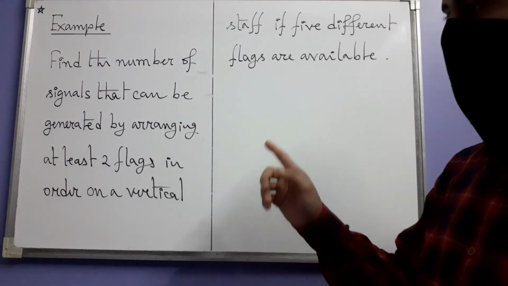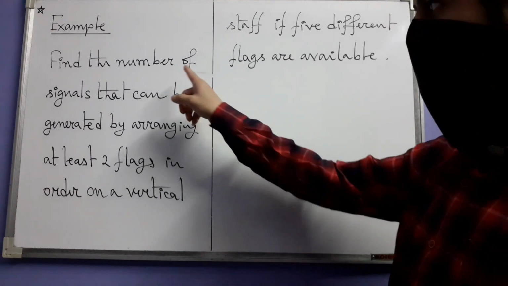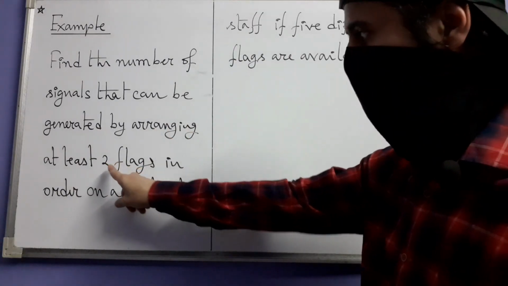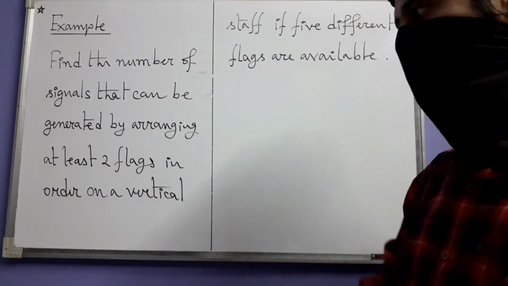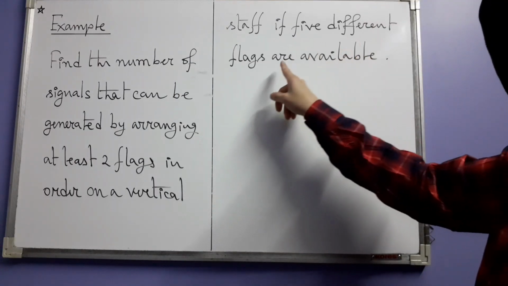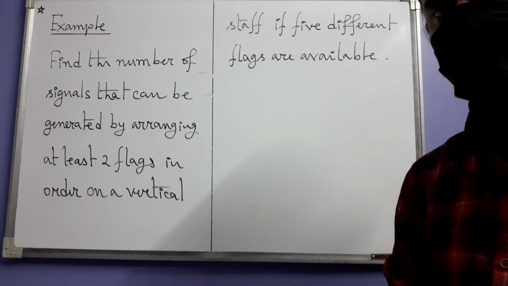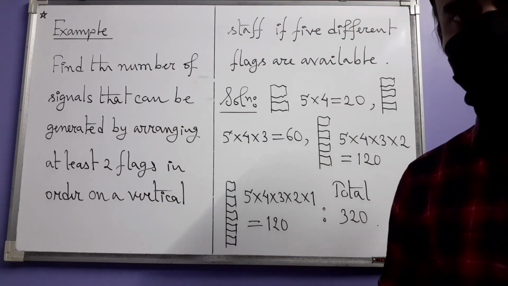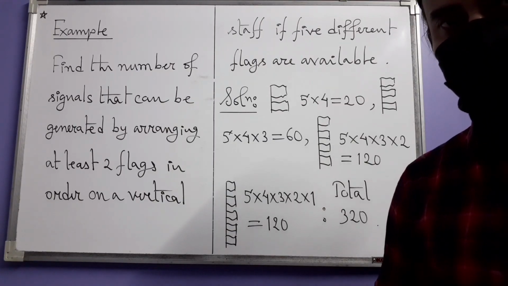Another one involving flags and signals. Find the number of signals that can be generated by arranging at least 2 flags in order on a vertical staff if 5 different flags are available. Solution. So this time we not only have different signals but different types of signals.